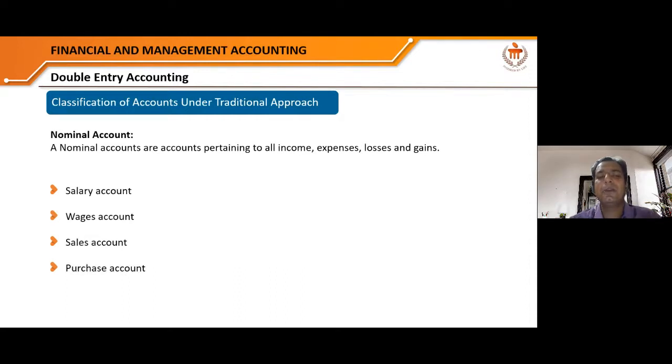When we talk about nominal, we will learn later that nominal accounts are those accounts which are not carried forward. They close in the same year. So we close all these accounts in the same year. That's what a nominal account is.